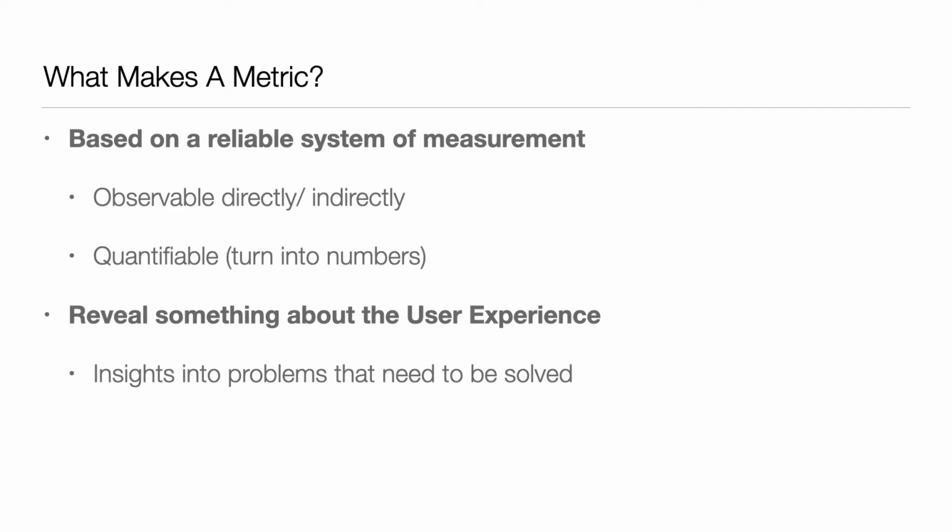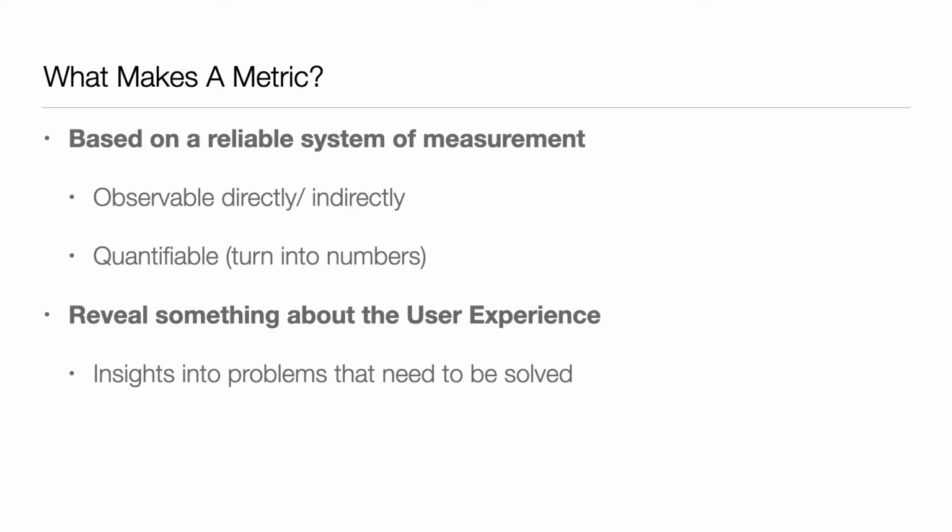So we have metrics based on reliable systems of measurement. So you can observe it directly and you can quantify it and turn it into numbers. And when you do this, you reveal something about the user experience. So you can have insights into problems that need to be solved, and you can benchmark against your competitors. Maybe you're getting faster and faster and better than you were, but you're still not as good as the competitor, so you've got work to do.